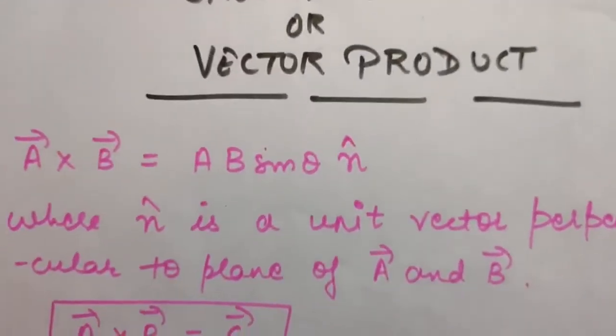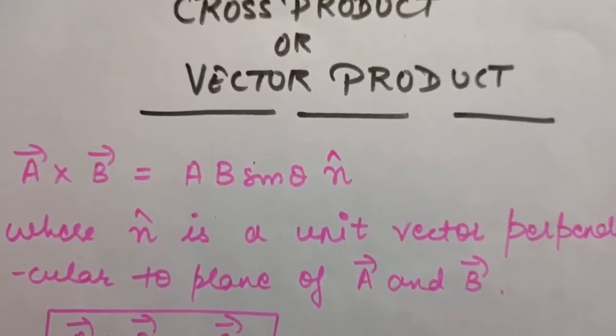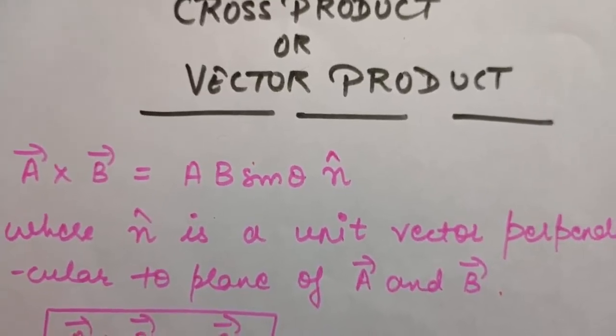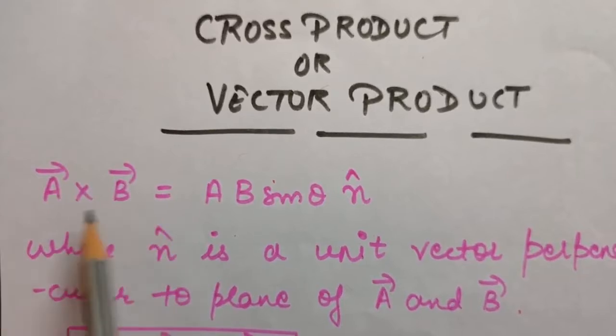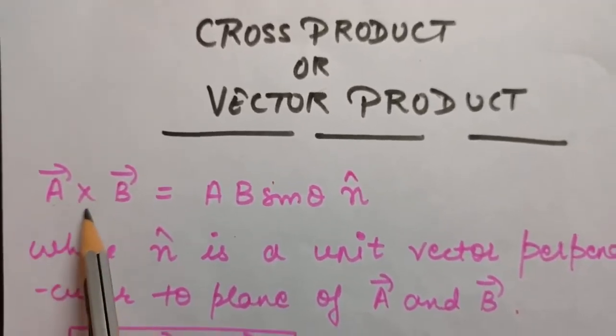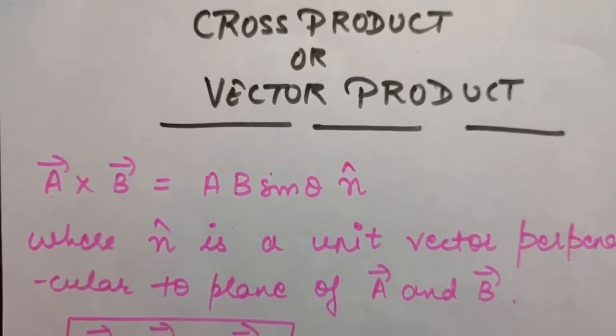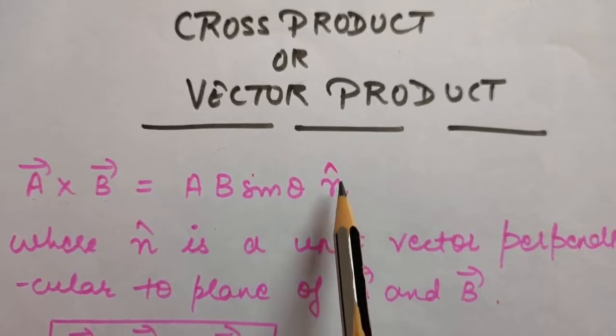Earlier you have learned about dot product of vectors, which was denoted by A dot B, and the formula was AB cos theta. Today we'll be learning about cross product, which is denoted by A cross B. So we will see what is A cross B. The formula for A cross B is AB sin theta n cap.